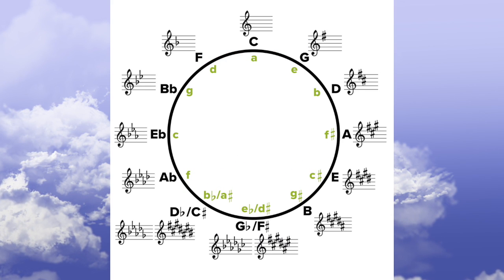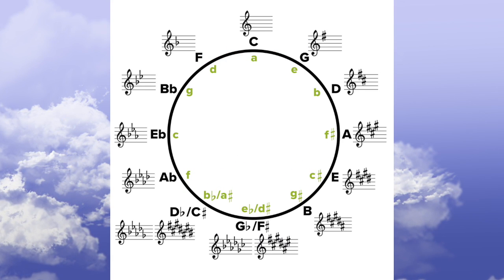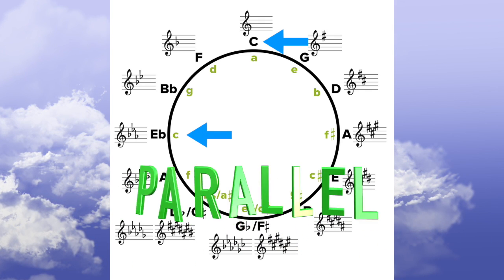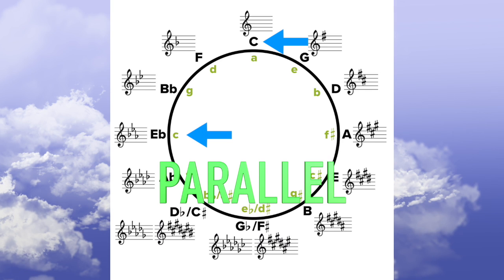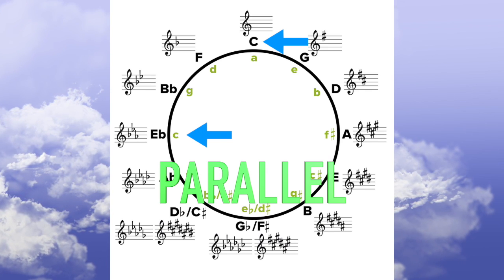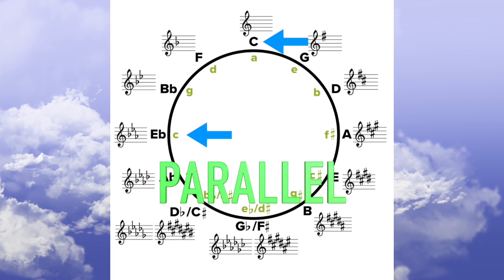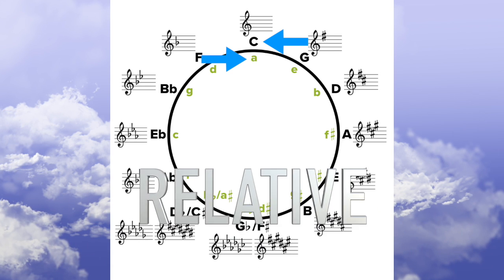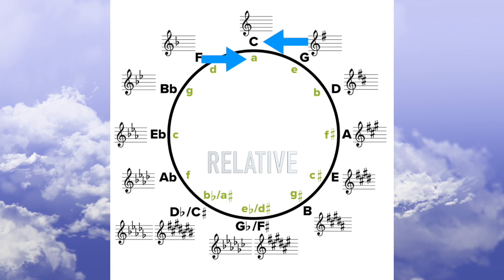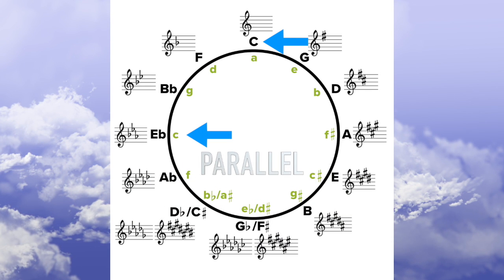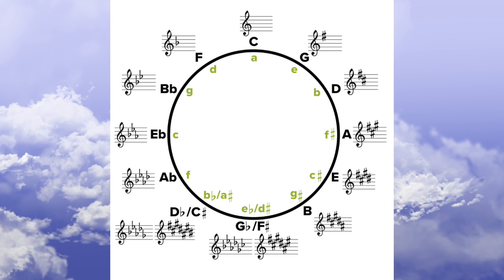Conversely, if we have the same letter names but different key signatures, for example, the key of C major and the key of C minor, those are called parallel keys. They start on the same note, but they have a different key signature. Be sure that you know the relationships between relative keys, that is the same key signature, and parallel keys, that is the same tonic with a different key signature.